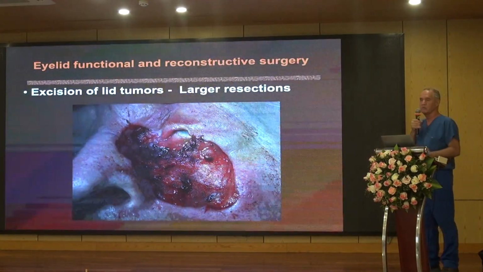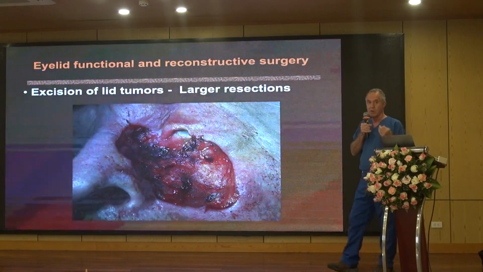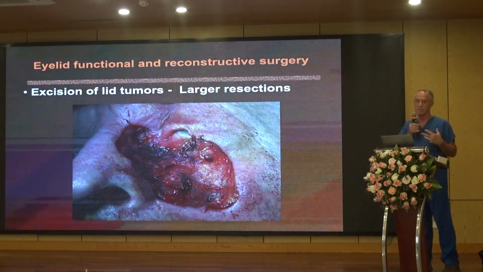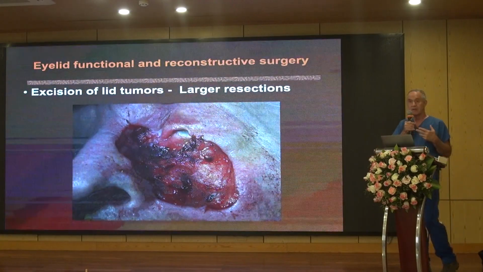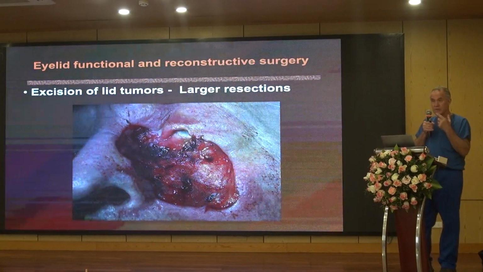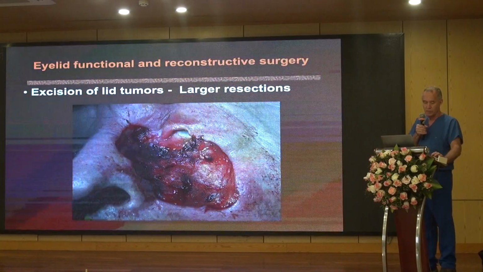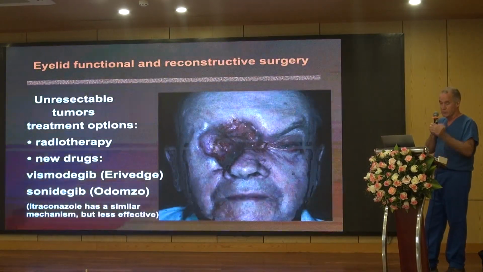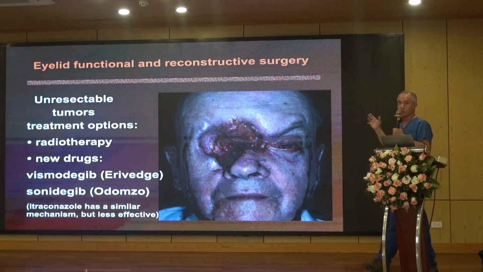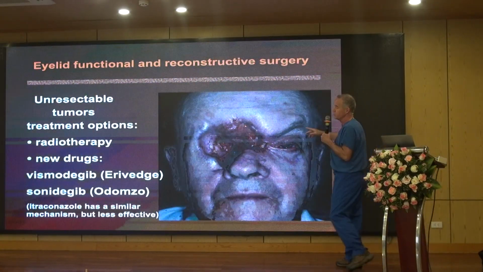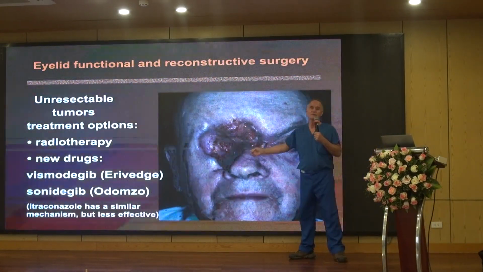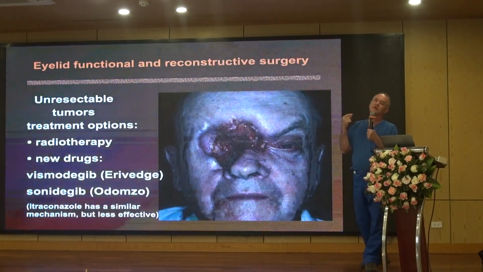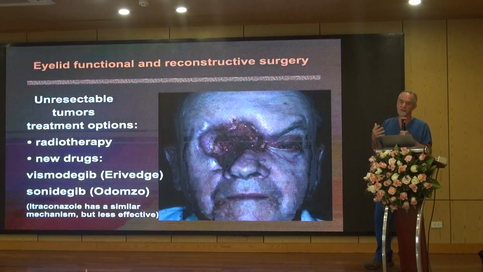This was a large tumor excision sent to me by a Mohs surgeon. He had excised this massive tumor involving lower lid, medial canthus, nose, and the cheek, and sent it to me for reconstruction. And I'll show you some slides a little later on the reconstruction. Now, what happens when a tumor is not resectable? This tumor is not resectable. It's growing into his skull base. It's around his carotid arteries, in his sinuses. It's in the other orbit.